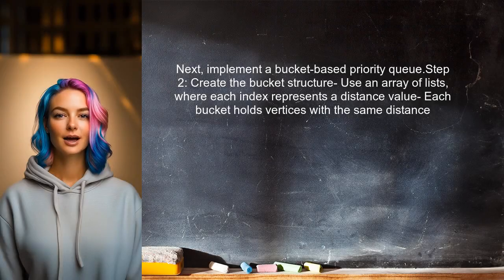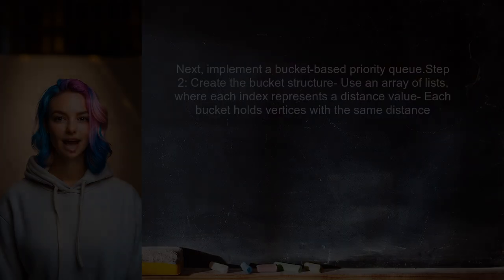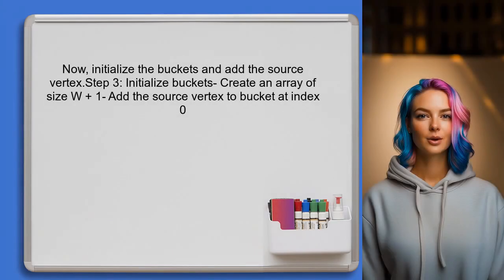Next, the user should implement a bucket-based priority queue. This will allow us to efficiently manage the vertices based on their distance values. Each bucket will correspond to a distance value. Now the user should initialize the buckets and add the source vertex to the appropriate bucket. This is crucial for starting the algorithm correctly.